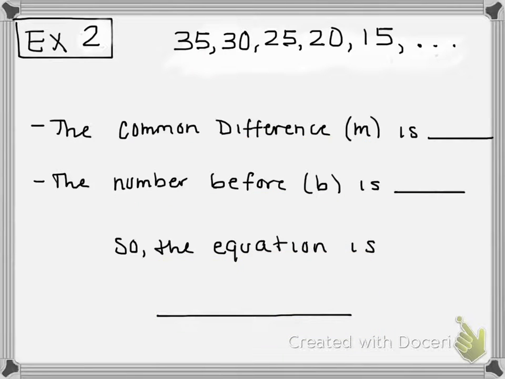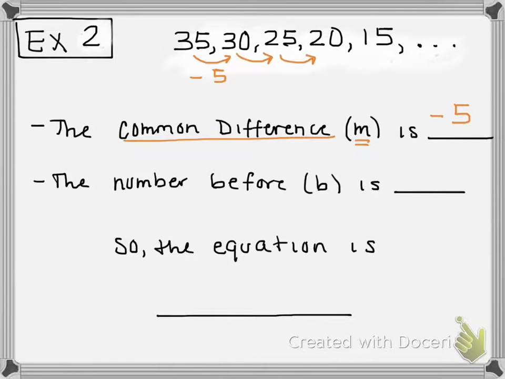Okay, let's try example number 2 together as well. So first thing I want to do, look at the sequence, try and figure out if you can see a pattern. Here we're going down by 5 each time. So to get from 35 to 30, 30 to 25 to 20, each time we're going down by 5. So I'm not going to use a plus 5, I'm going to use a minus 5. So my common difference here, my m value, is -5, because each time I'm going down by 5.